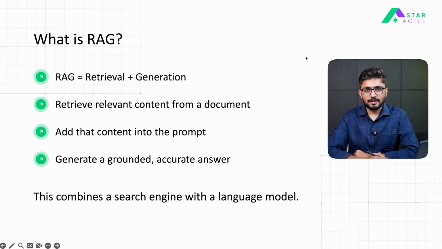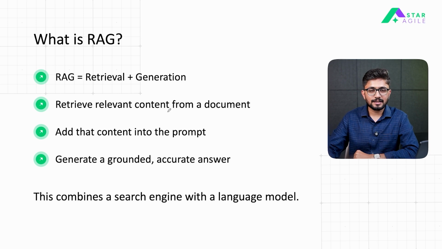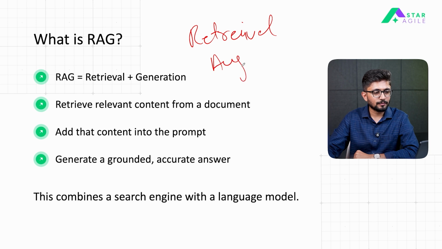Hi everyone, in this session we are going to discuss the concept of RAG, which is Retrieval Augmented Generation, and how you can use RAG to develop document-aware chatbots using LangChain and FAISS vector stores. So let's get started. We'll first discuss the concept of RAG itself. RAG stands for Retrieval Augmented Generation.